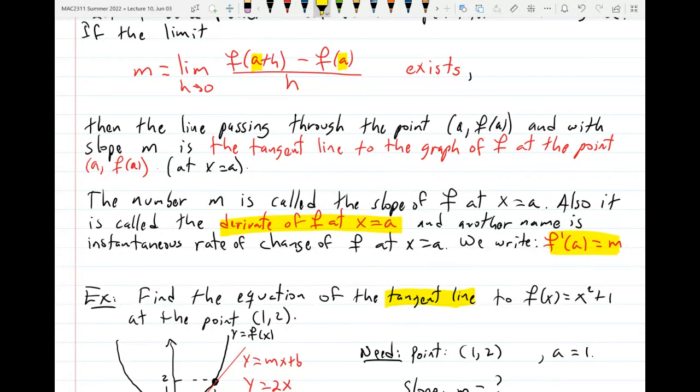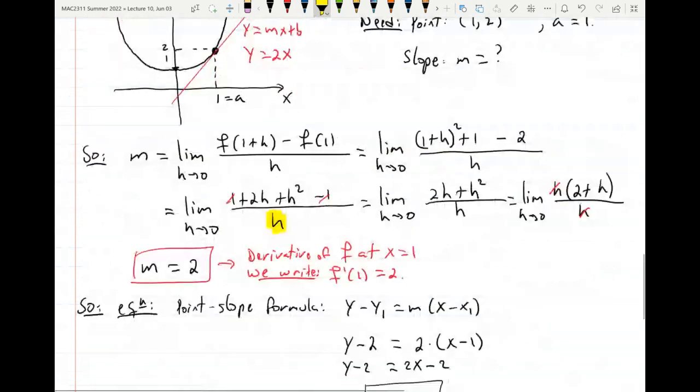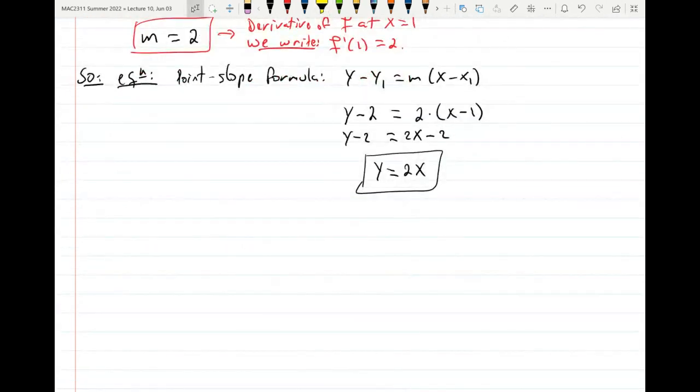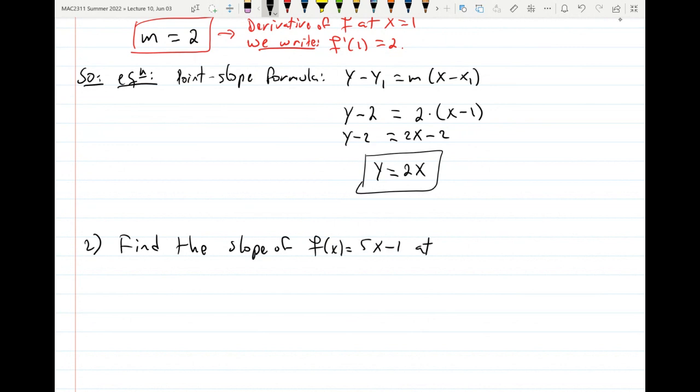Okay. Now, before we do more examples, let us actually do a sanity check, so to speak. So, example number 2. Find the slope of the function 5x minus 1 at the point x equal 2. Now, why am I saying a sanity check? Because we know the answer to this question before we even compute.